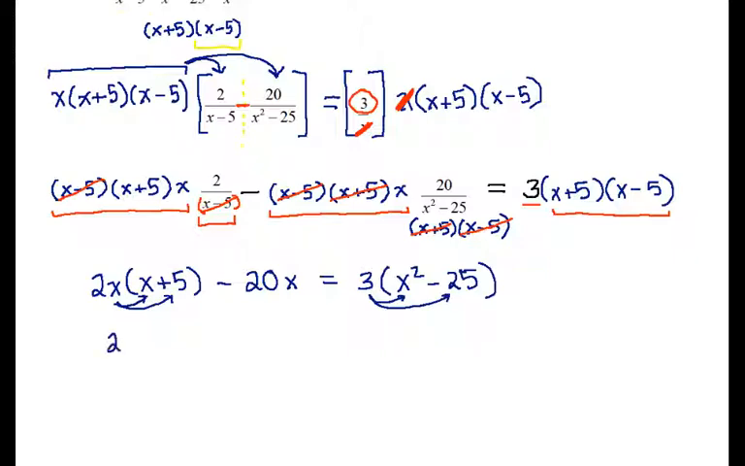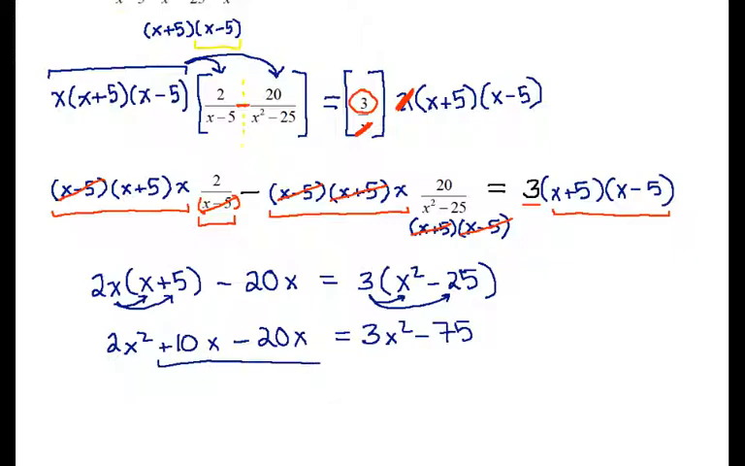This becomes 2x squared plus 10x minus 20x equals 3x squared minus 75. Now the only like terms on the same side of the equation that I have are these two, so I'll go ahead and combine those to get ready to start moving terms in the next step.